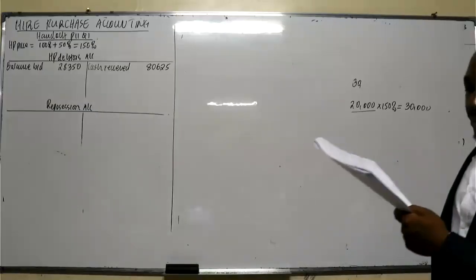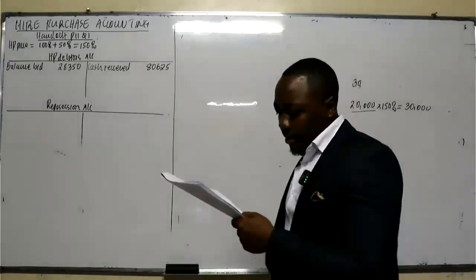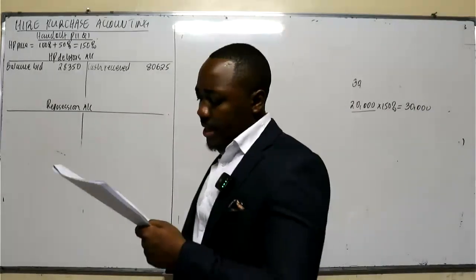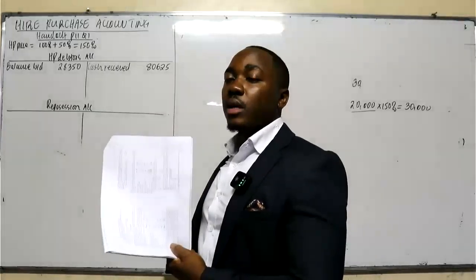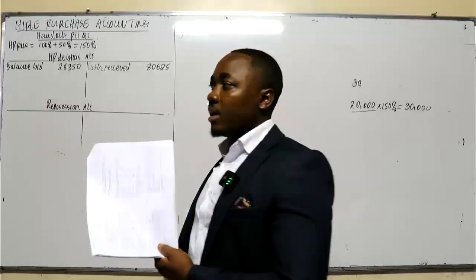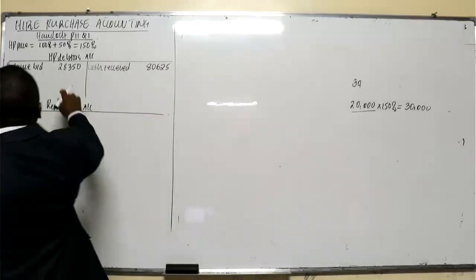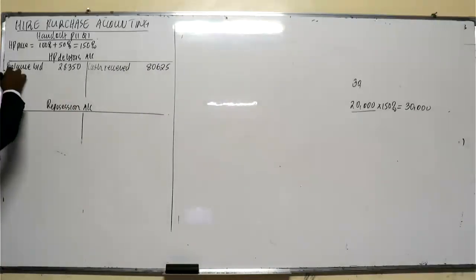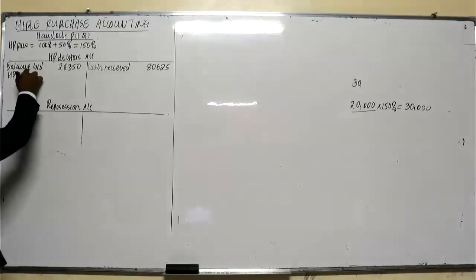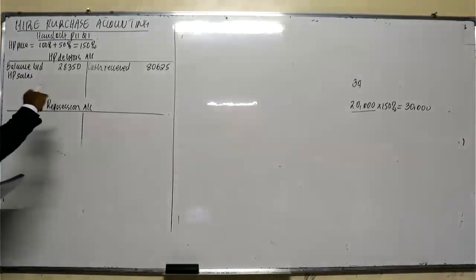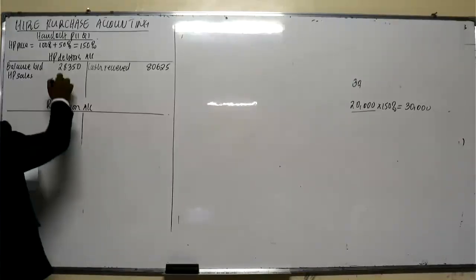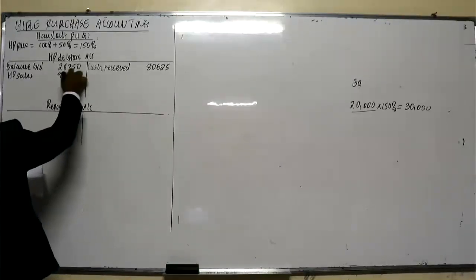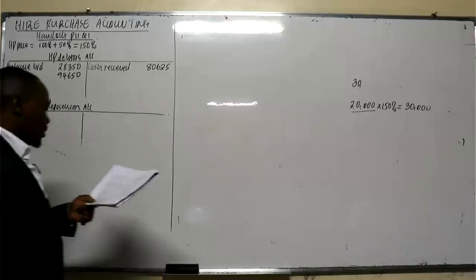Added information: the sales, including interest, for the year ended 1st of December 2017 were 194,650. Those are the sales for the year. Remember, we're selling on hire purchase, so our debtors will increase. You debit the debtors account, you credit the P&L with the value of the sales. So we sold goods worth 194,650.